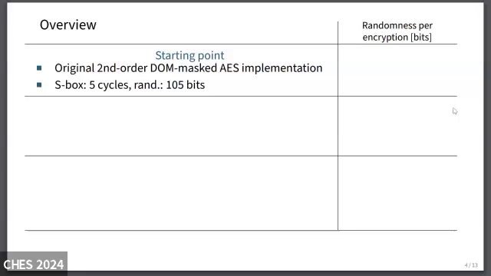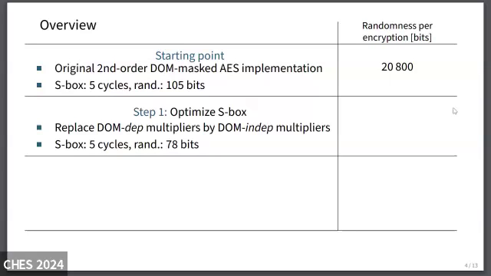So our starting point was actually the AES implementation that is included in the OpenTitan project. I think currently there's only first-order masking for that. So we just implemented it such that it is second-order secure, which was not that hard because DOM is a generic masking scheme. And the SBox there has a latency of 5 cycles, which is equal to the latency of 1 encryption round. And it requires 105 random bits, which means you need 20K random bits to encrypt one plaintext block.